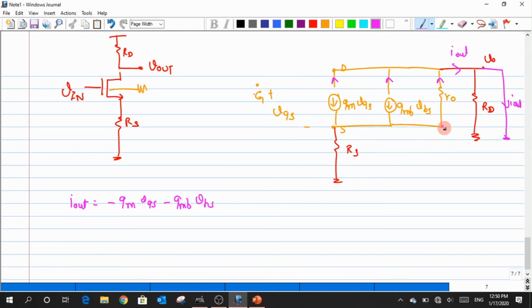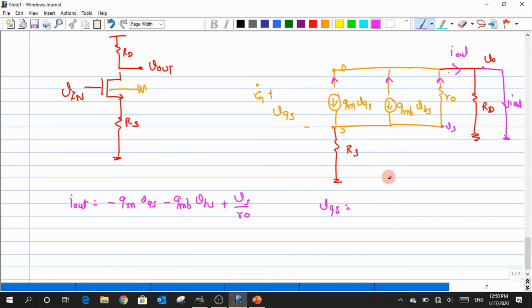So if I consider this as VS divided by, or VS minus something. VS minus 0, because this node is at the ground. So it is just VS divided by R naught. The current is flowing from VS. So now let us express this VGS in terms of the known quantity.